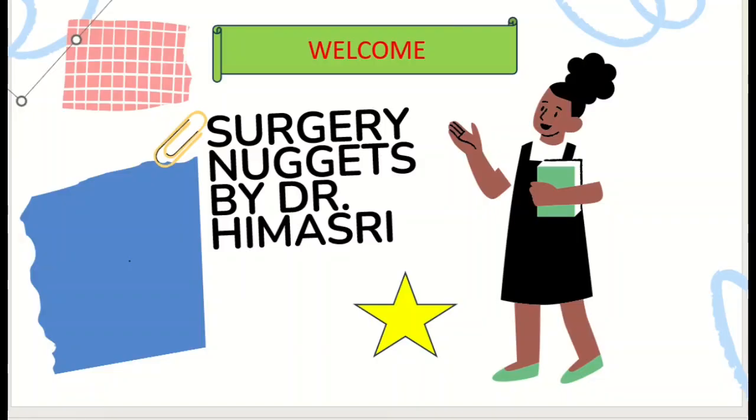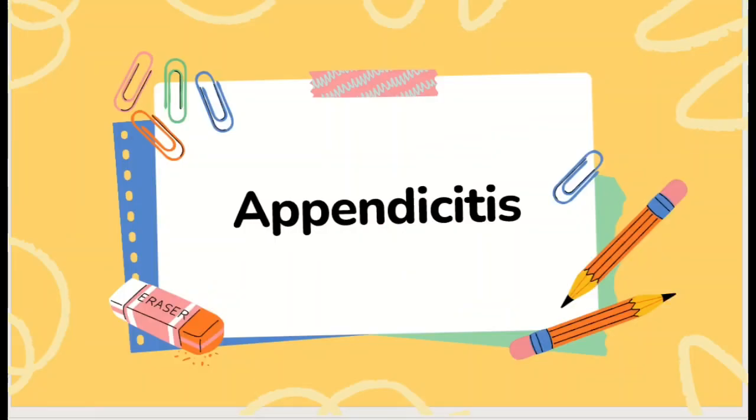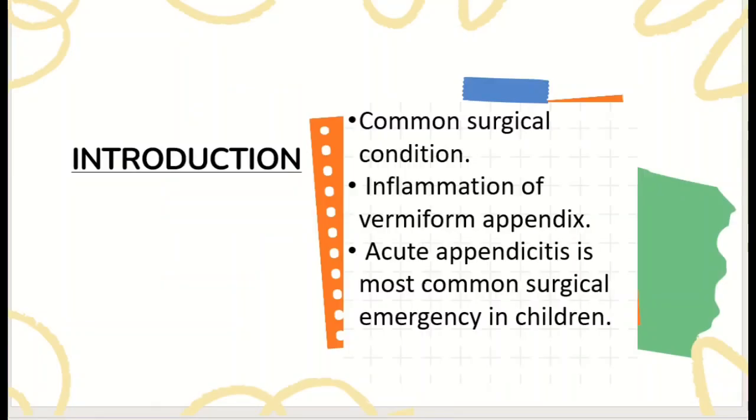Today, let's discuss a very common topic in surgery, that is appendicitis. Appendicitis is the inflammation of vermiform appendix. It is a common surgical condition. Acute appendicitis is the most common surgical emergency in case of children. Now let's start with the surgical anatomy.